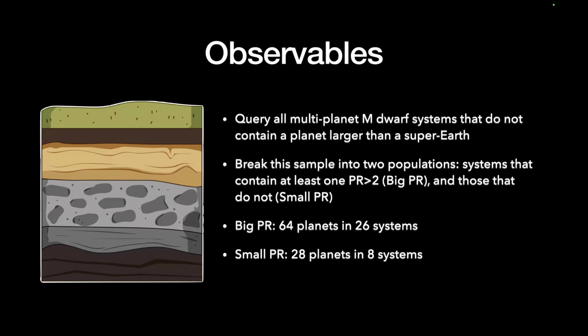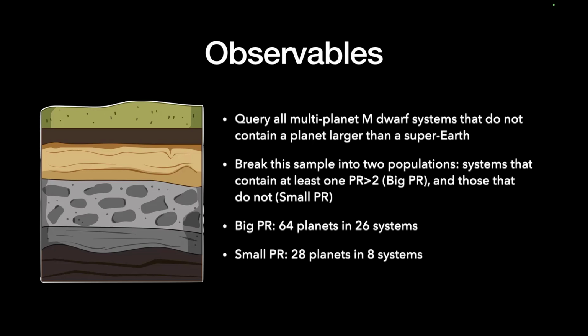So once we have our final subset of the observed planetary systems, we break them into 2 populations. We look at the period ratios in each observed system, and if there is a period ratio greater than 2, that goes into what we call the big PR group. However, if all of the period ratios in a system are less than 2, that goes into the small PR group. So we end up with a final sample of 64 planets and 26 systems for the big PR group, and in the small PR group, we have 28 planets and 8 systems.